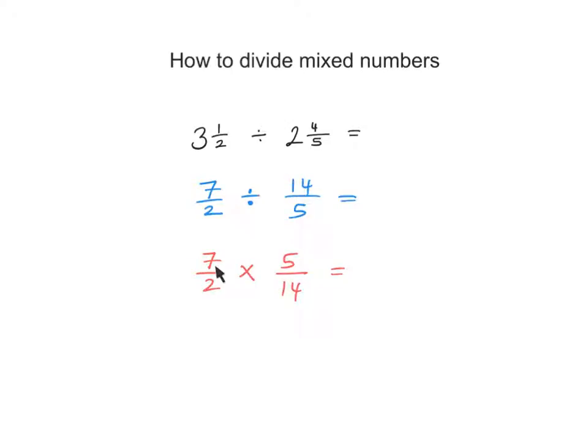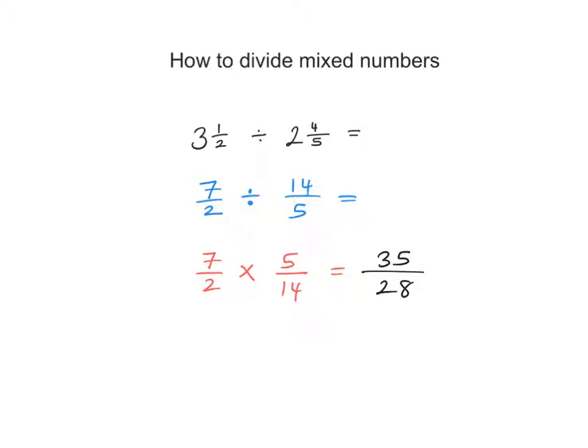So when you're multiplying fractions, it's just top times the top, bottom by the bottom. So the numerator times the numerator equals 7 times 5 is 35, and 2 times 14 is 28. Now, can I simplify this? Is there a common factor? No, there isn't. This is in its simplest form.